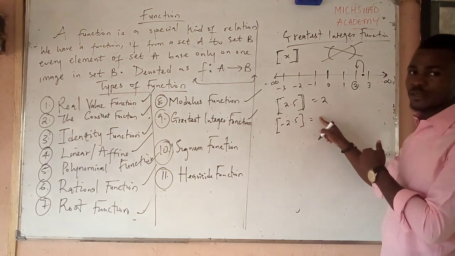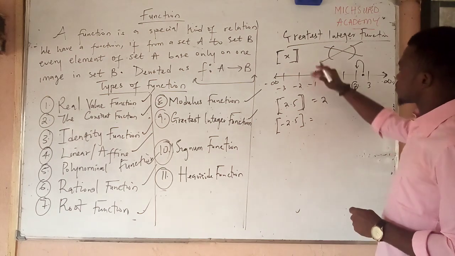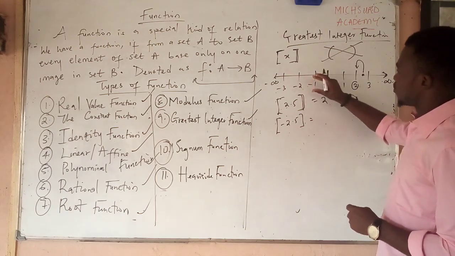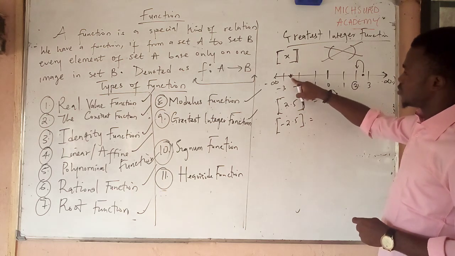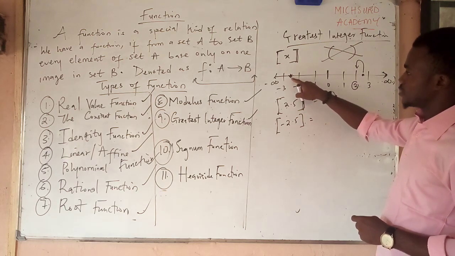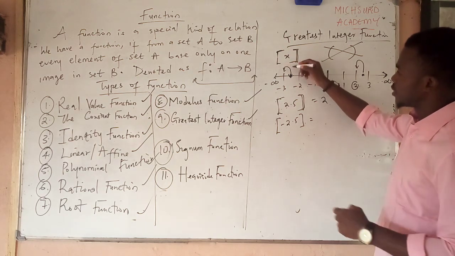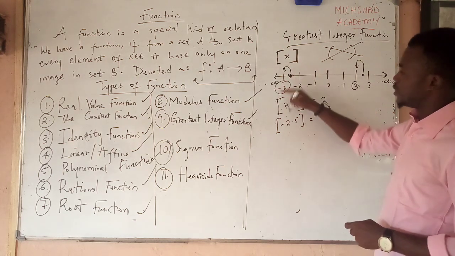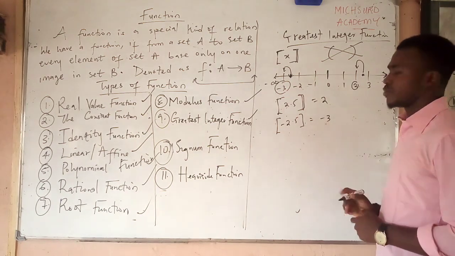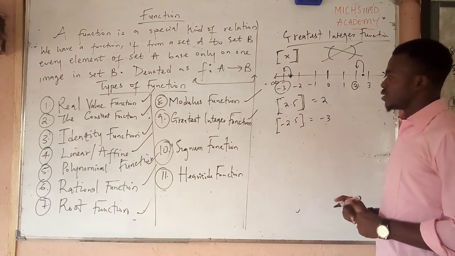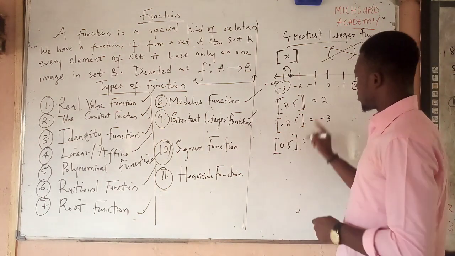Now, if we are looking for minus 2.5, what will be our answer? Will it be minus 3? Let's check it. If we look at our number line, we are going to see minus 2.5 here. If we move a step backwards, to the left rather, we are going to have this point here, minus 3. So our answer will be minus 3.